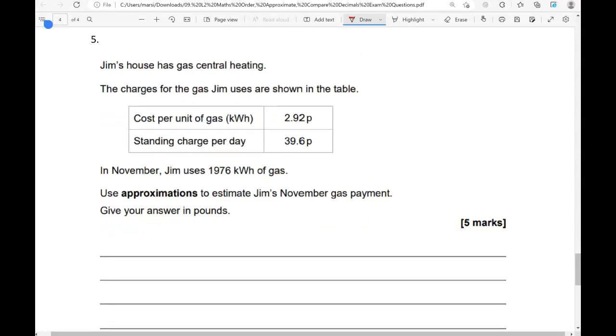Jim's house has gas central heating. The charges for the gas Jim uses are shown in the table. Cost per unit of gas, 2.92 pence. Standing charge per day, 39.6 pence. In November, Jim uses 1,976 kilowatt hours of gas. Use approximations to estimate Jim's November gas payment. Give your answer in pounds.